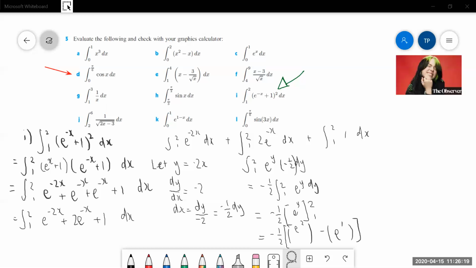Like this? Yes. Then the other one is just, I get it. Oh, but I can't. You have to do it again for the middle one. Yes, you got to do it again. Yeah, I know, but what do I let y be? Let y be 2e to the minus x? No, let y be minus x.